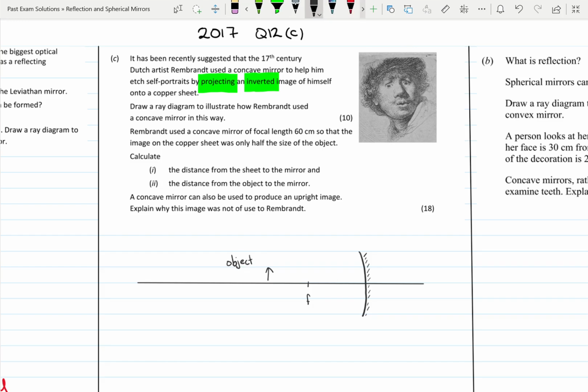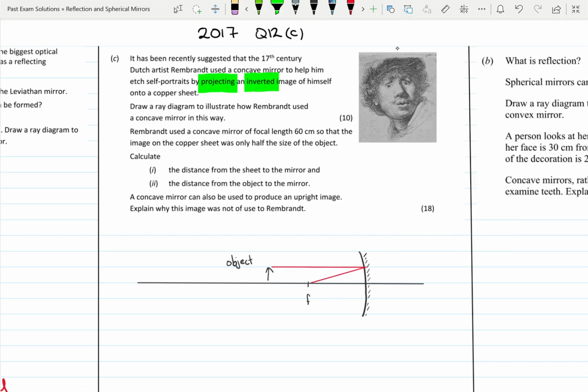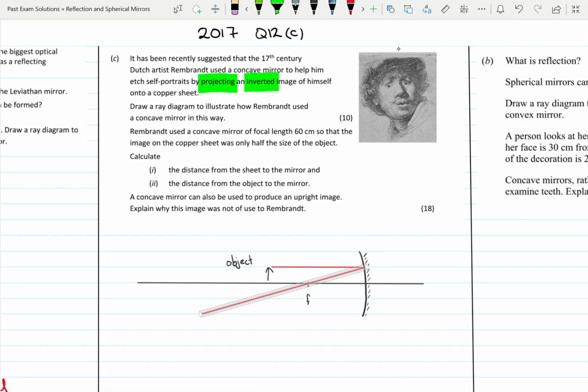Okay. Next up, we've got our light ray rules. In parallel to the principal axis, out through the focal point. Okay. Our next one that we can draw, apologies, is in through the focal point, out parallel to the principal axis. Go again with that.